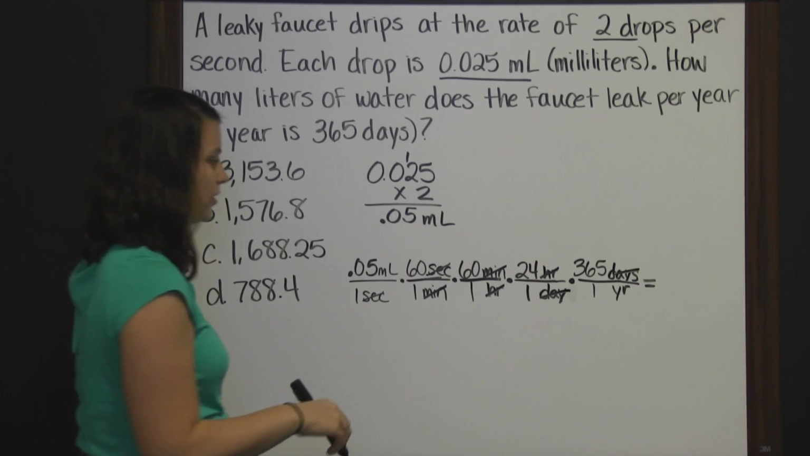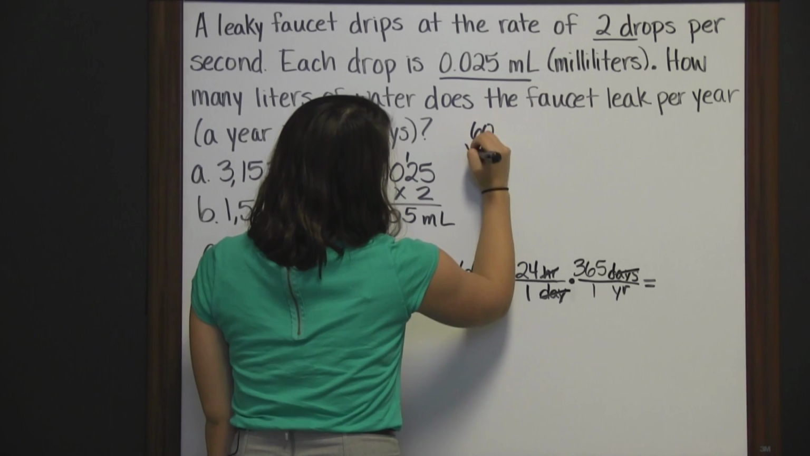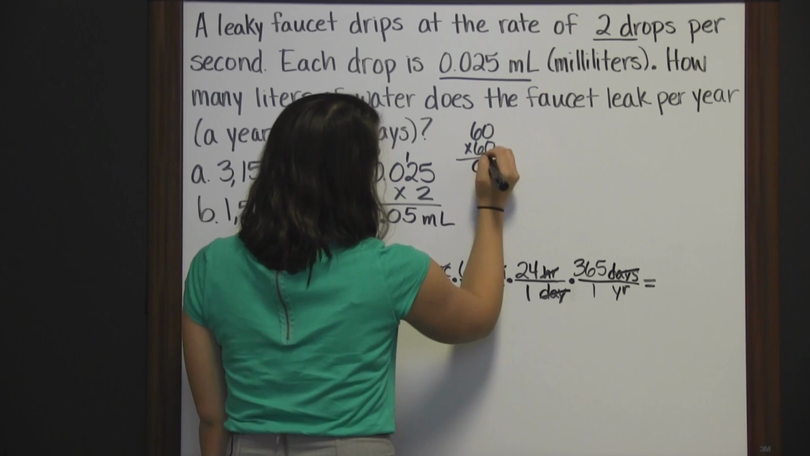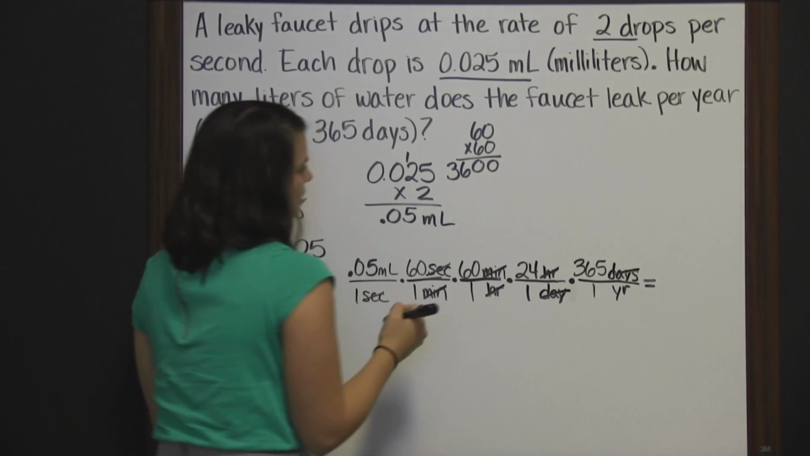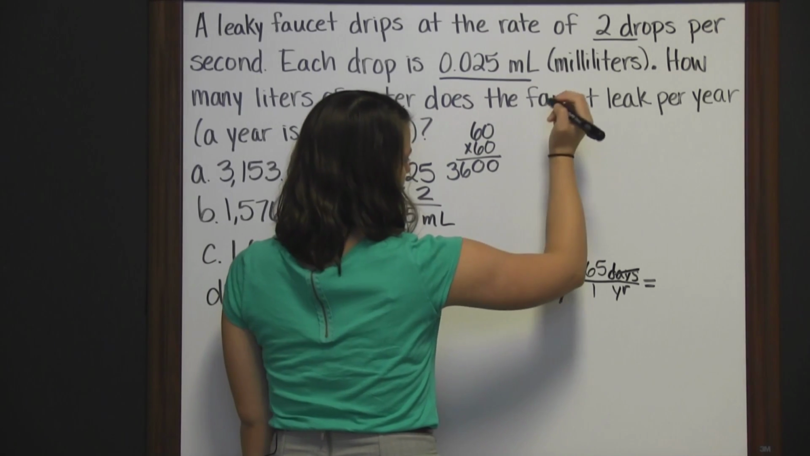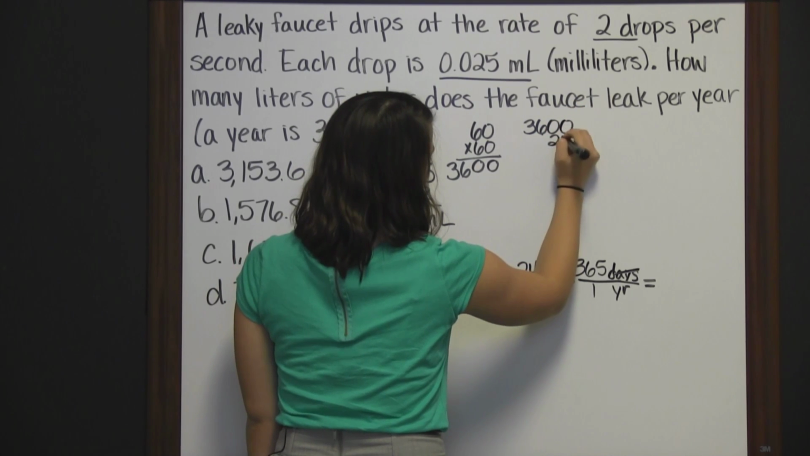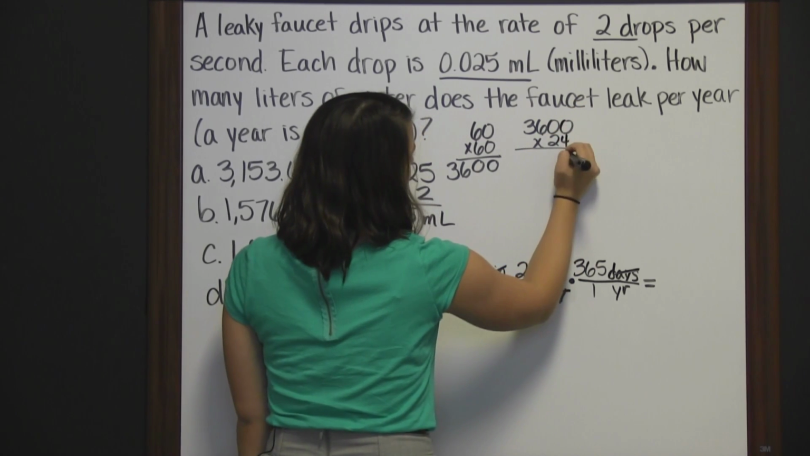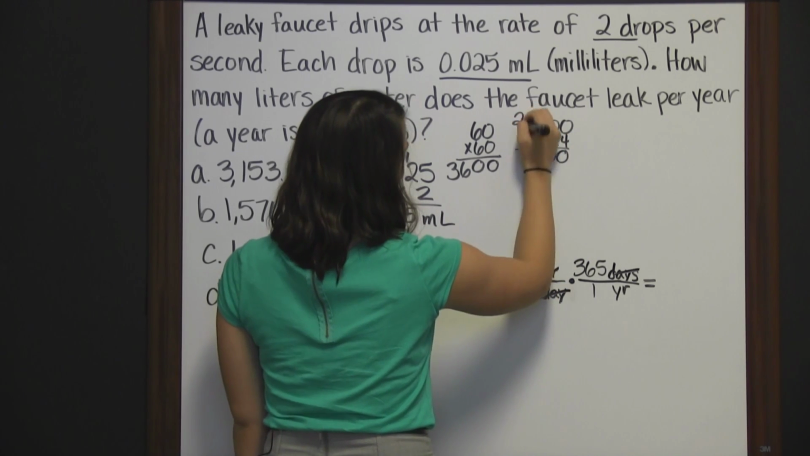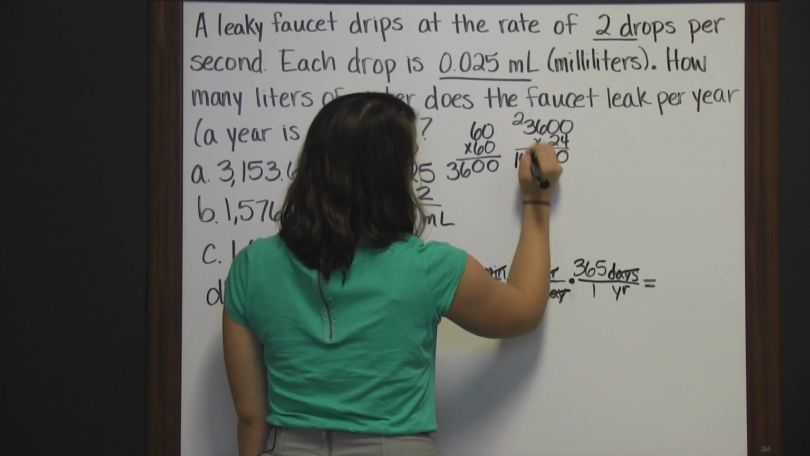So we can start anywhere. Say we could multiply 60 times 60 first. So 60 times 60, 0, 6 times 0 is 0, 6 times 6 is 36, so 3,600, and then maybe multiply that times 24. 3,600 times 24. 4 times 0 is 0, 4 times 0 is 0, 4 times 6 is 24, carry the 2. 4 times 3 is 12, 13, 14.